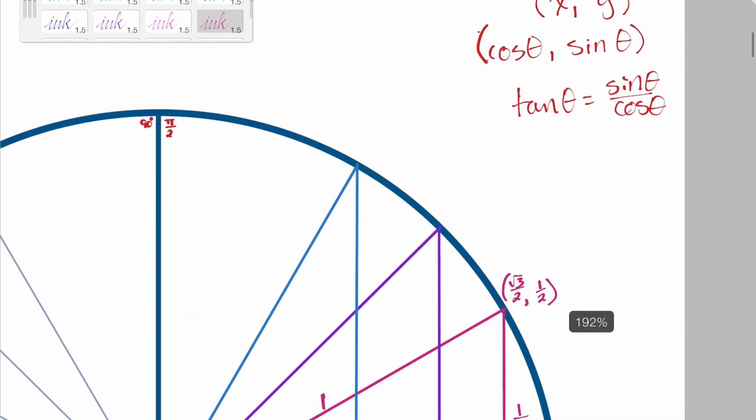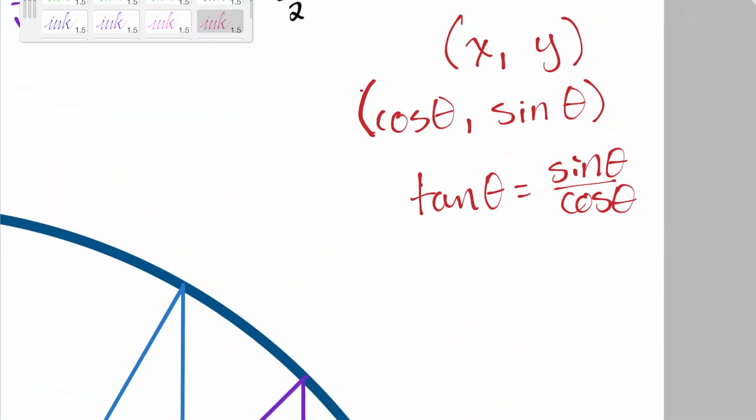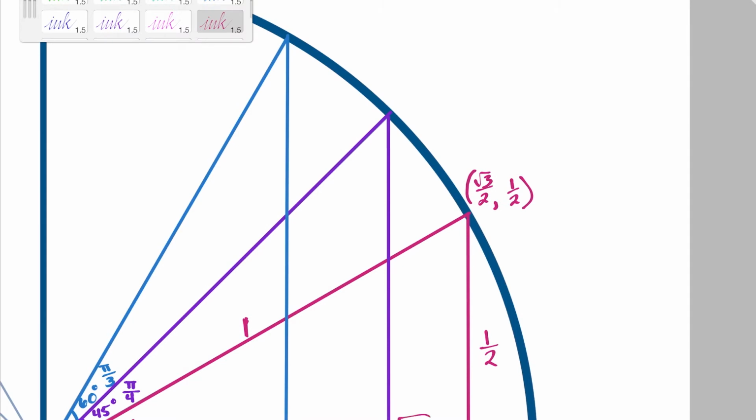And so whenever we're looking at our sine, cosine, etc., our cosine of our angle is always the adjacent over the hypotenuse. So in this case, it would be square root 3 over 2 divided by 1. My cosine of 30 degrees is going to be the square root 3 over 2. The divided by 1 doesn't really make a difference. And then my sine of my 30 degrees is going to be the opposite over the hypotenuse. So 1/2 over 1, or just 1/2.